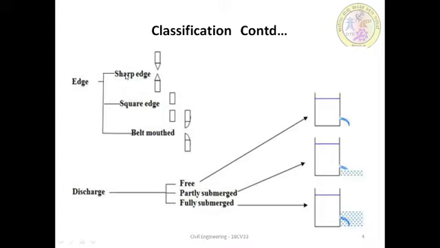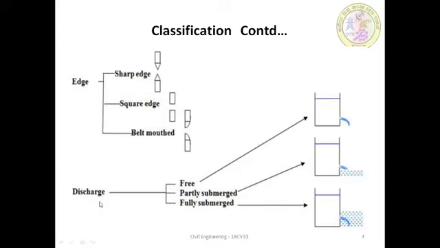Okay, so here the edge may be a sharp edge. You can see that the orifice opening, top as well as bottom, the edges are sharp. Next, a square edge: you can see that the opening is a square shape. And the third edge we can notice is bell mounted. It is bell mounted, meaning you can see the smooth face at the outer side, whereas the sharp edge is at the inner side, so that is called bell mounted.